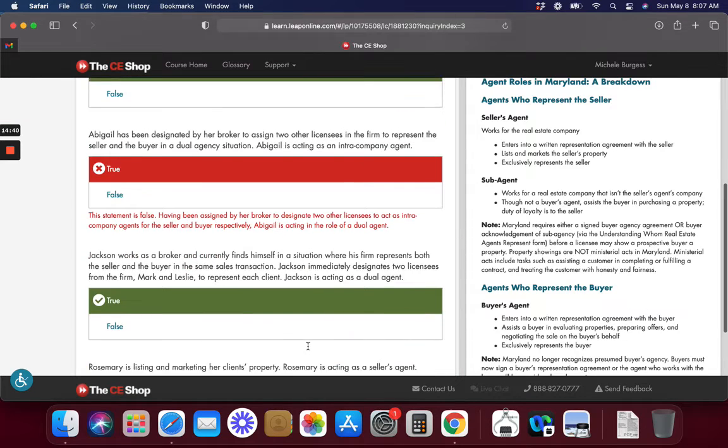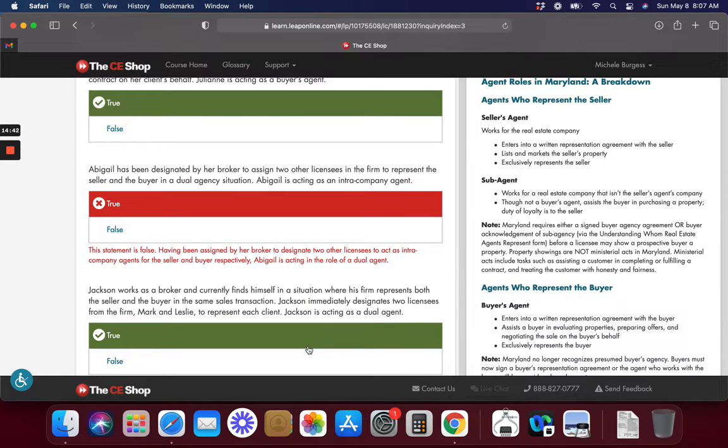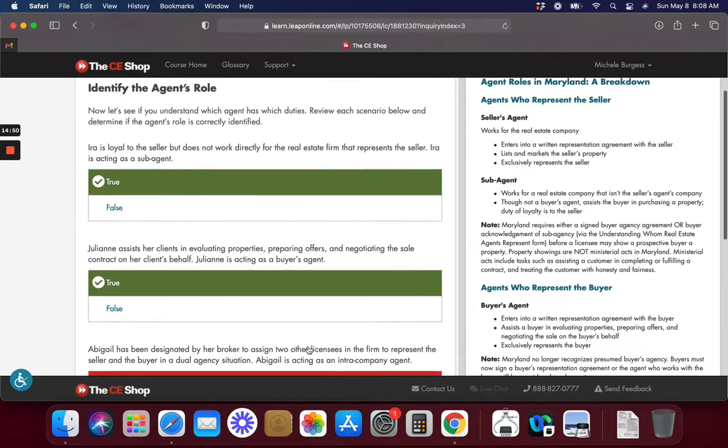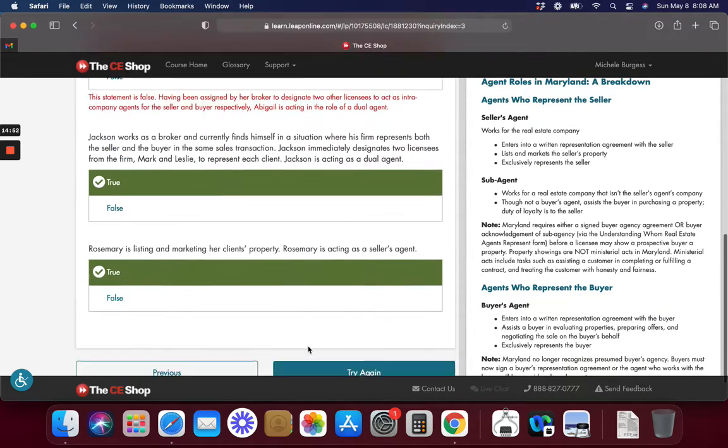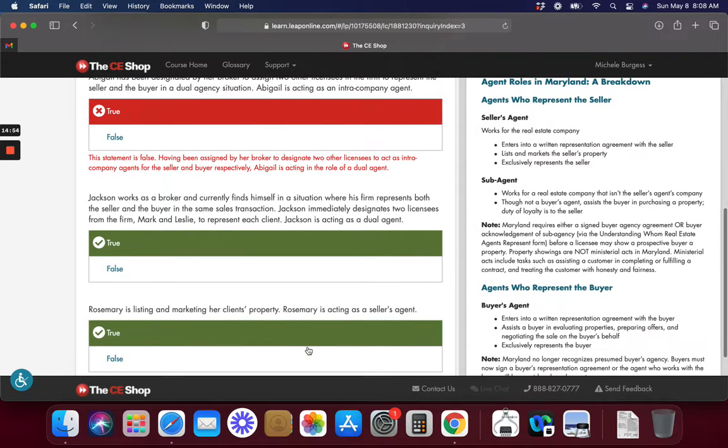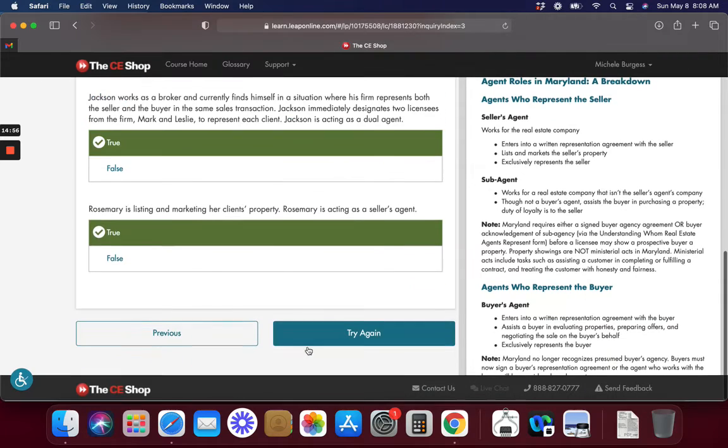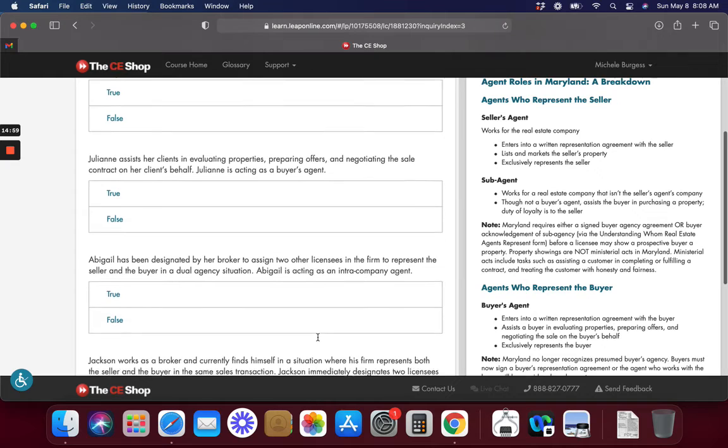So we got one wrong here, and this one's false. She is not acting as an interim. She is acting in the role of a dual agent. Okay, so almost all of them were true except for that one.